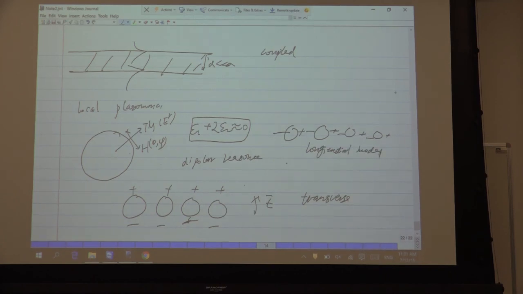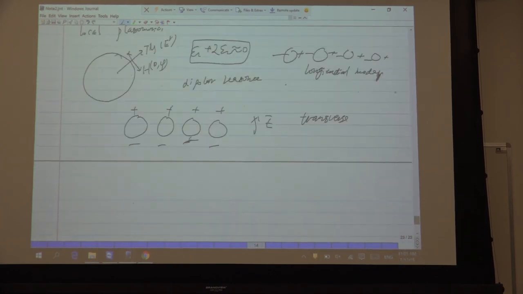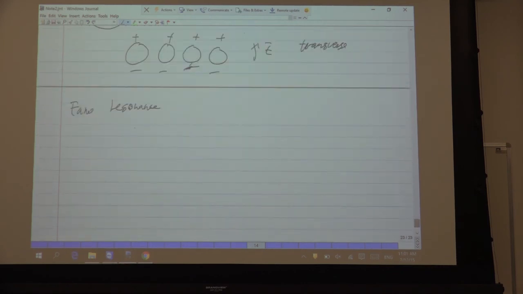In this chapter, I talk about Fano resonance, right? Fano resonance just means a narrow band resonator coupled to a wide band resonator. It's a bright mode and a dark mode. The narrow band couples to some broad band or some continuum. When they couple, they have this asymmetric spectral line. We call it Fano spectral line. This is broad band, this is narrow band. We call it Fano resonance.